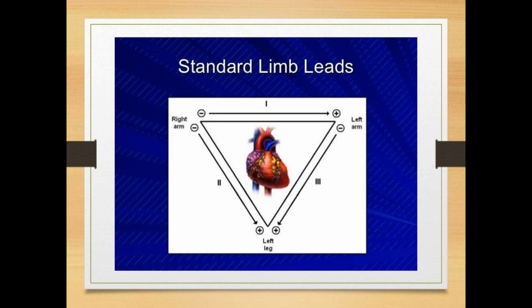For a better diagrammatic representation, this is lead 1, 2, and 3. You can see here in lead 1, the arrow goes from negative to positive, from the right arm to the left arm. In lead 2, from negative to positive, it goes from the right arm to the left leg. And lead 3 goes from the left arm to the left leg. So these are the standard limb leads.